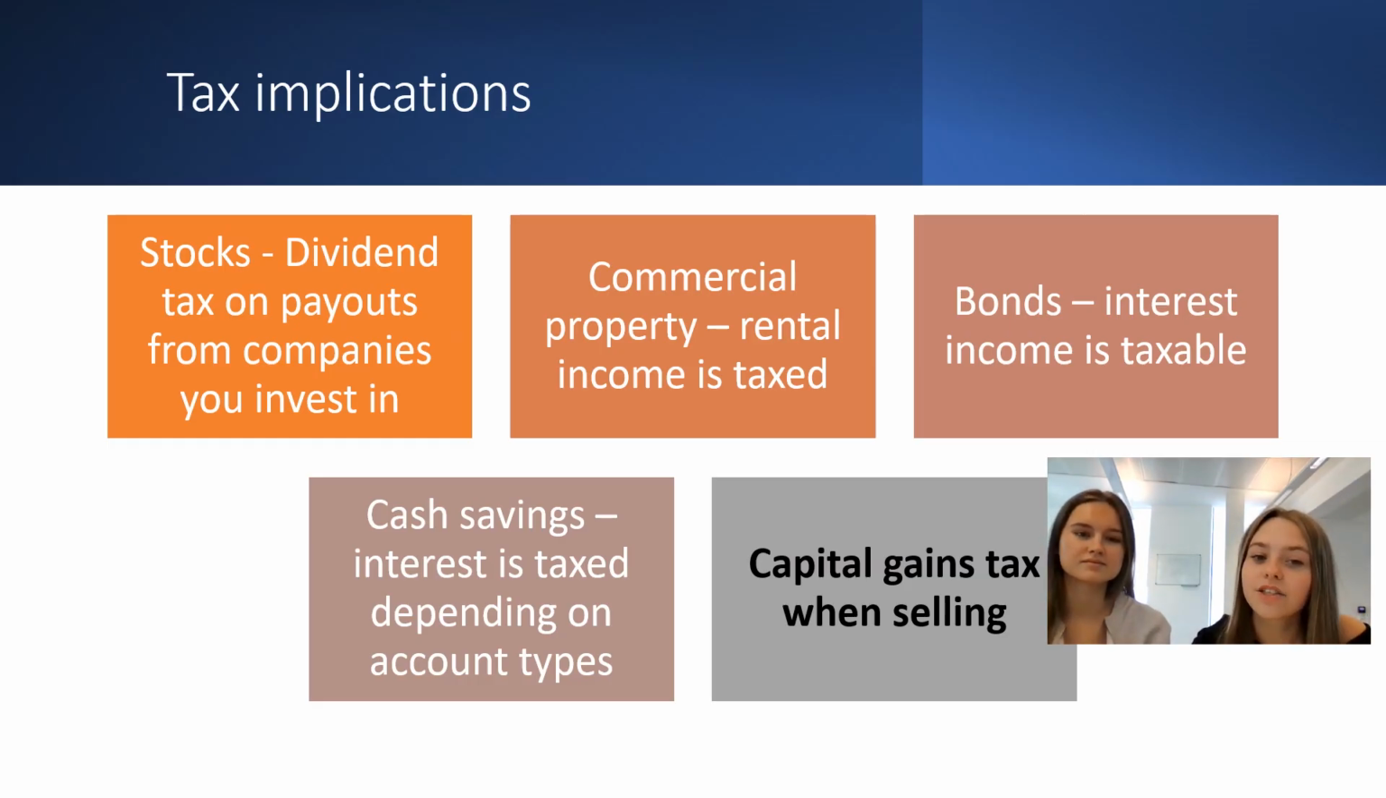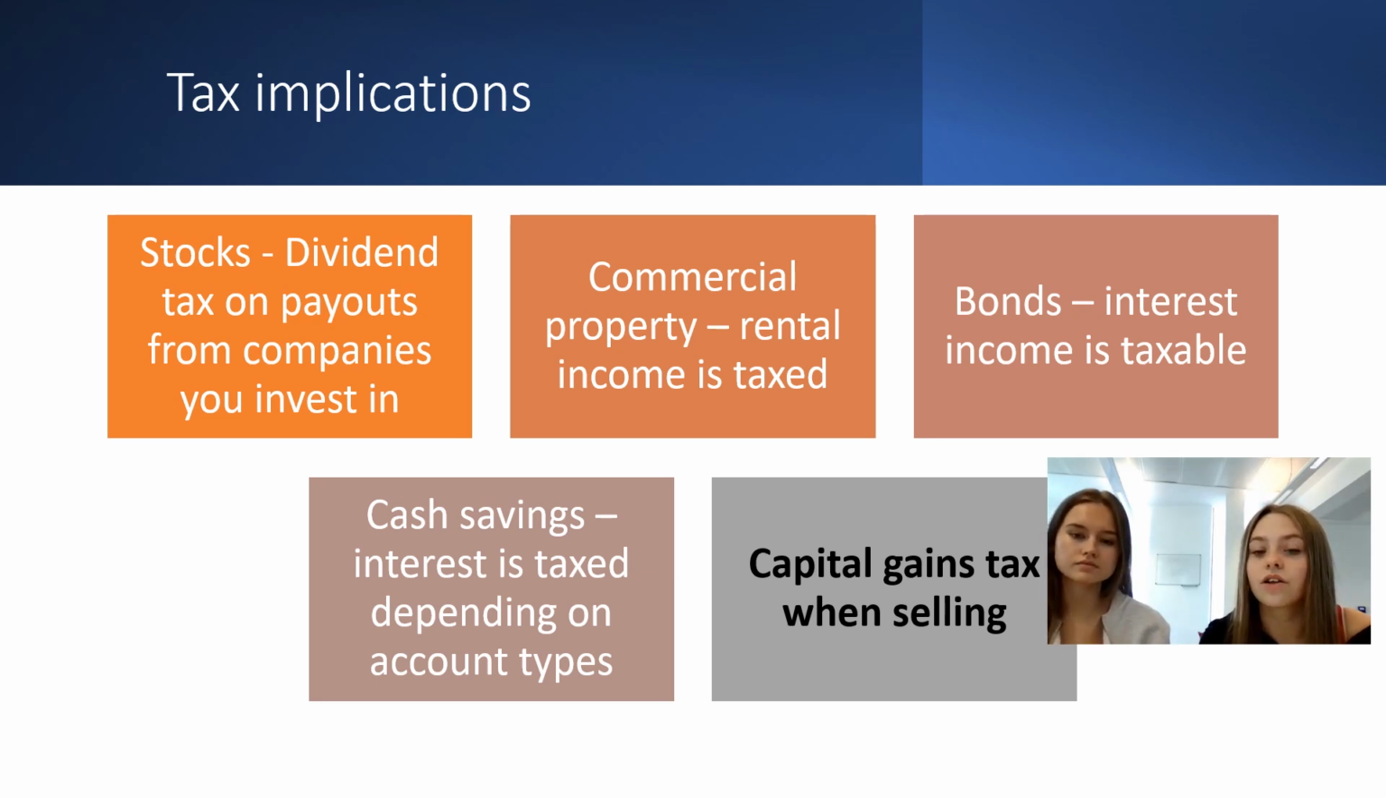Here are the tax implications on each of the investments. The first one being stocks, you would pay dividend tax on any payouts that you receive from companies. So the income you receive from a company, you'd pay a certain percentage of tax on this income. The next one, commercial property. Your clients who use the buildings that you have would pay rent, and this income is also taxed. And bonds, any interest payments from this is taxable. And cash savings, this would depend on the type of account you have. You would get interest paid on the cash you have in each ISA.